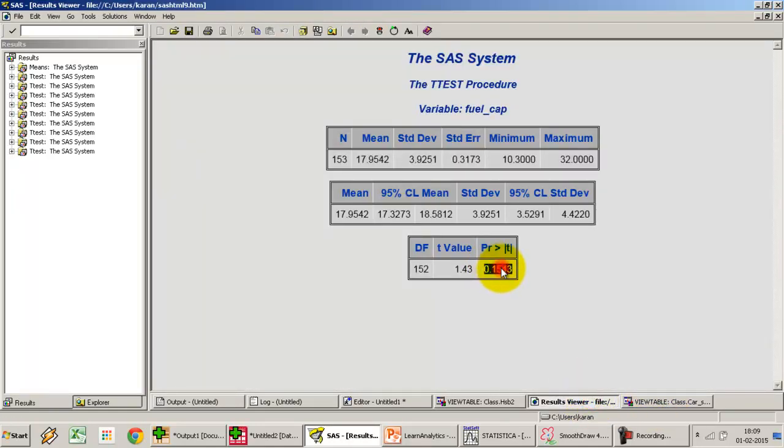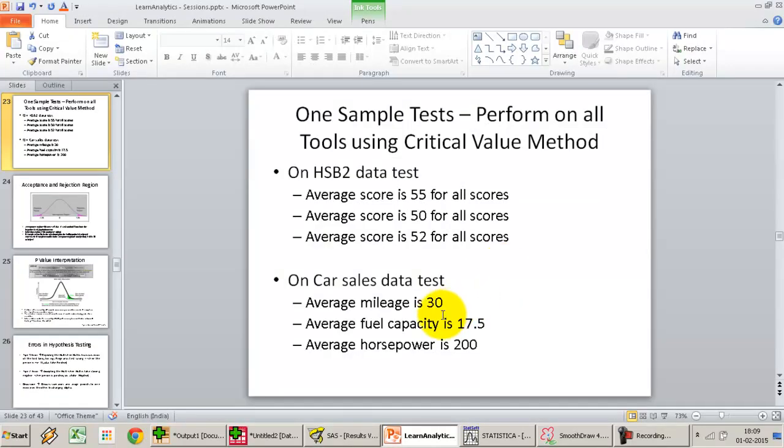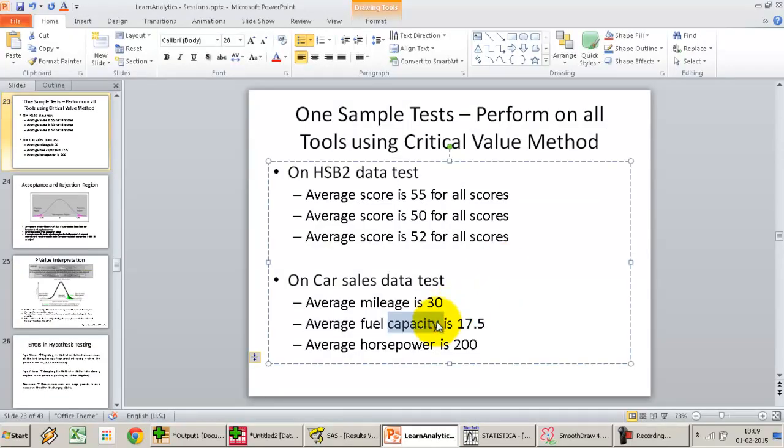The p-value is coming out to be 0.153, which means that the sample lies in the acceptance region for this hypothesis, i.e. the null stands. There is not enough evidence to reject this null. Therefore, the fuel capacity of the population could be 17.5. The sample that we have extracted does not reject this hypothesis.